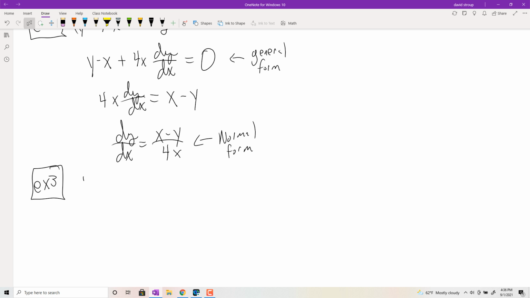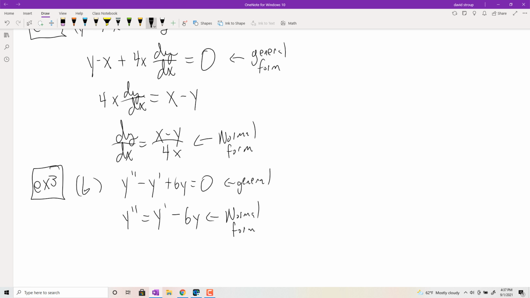Let's look at example 3, part B. y double prime minus y prime plus 6y equals 0. This is our general form. To get in the normal form, you need the highest order derivative on one side. So I'm going to put the y double prime over here and then move everything else to the other side. And there it is. Okay? No big deal.